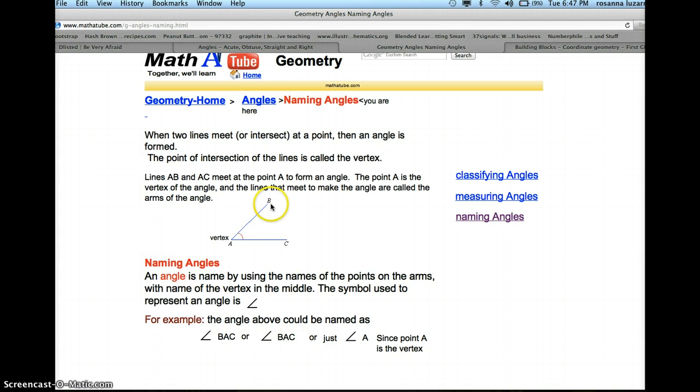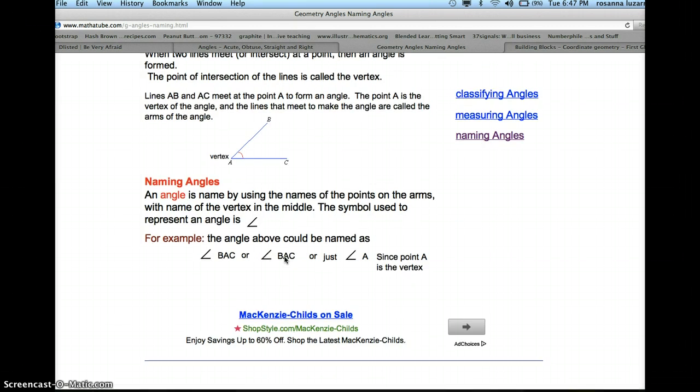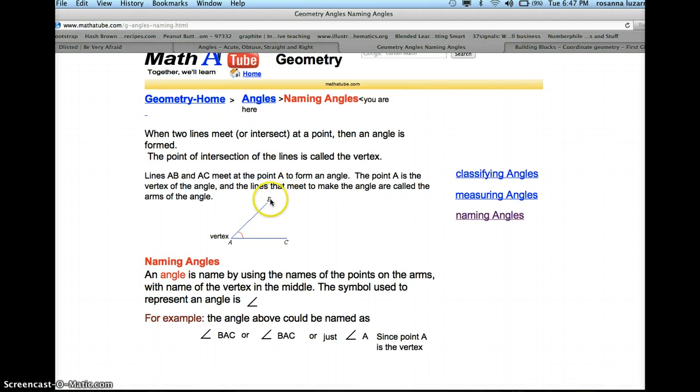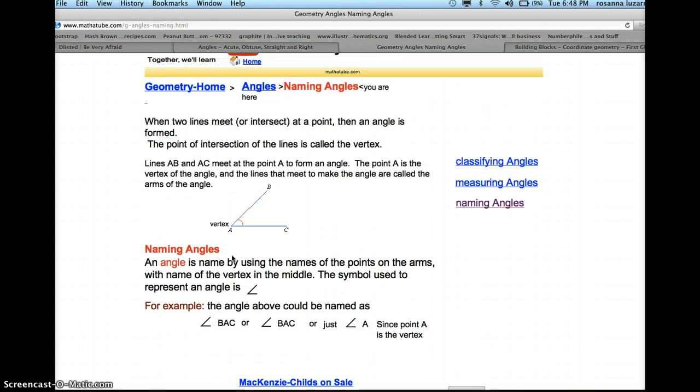BAC, or CAB. So you can use angle BAC or CAB as long as your vertex or the point of intersection is in the middle. Or you can just simply name it as angle A using the vertex. Okay, so I hope that you understand our review.